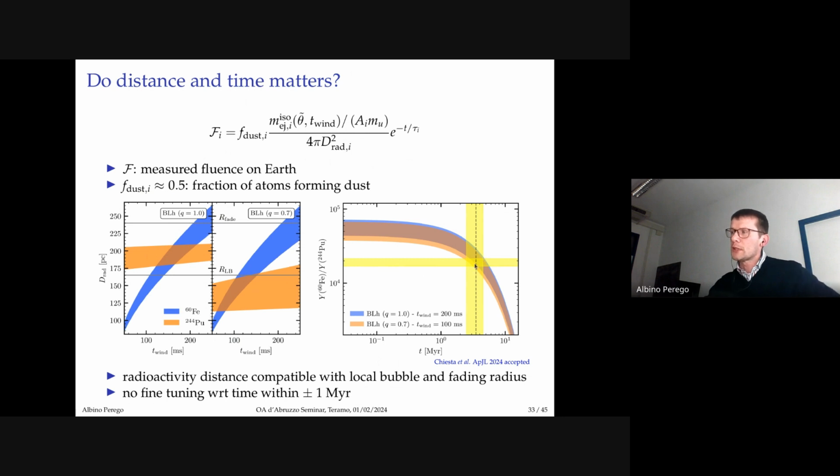We also tested how much this process depends on the time, and as you can see, we don't need to fine-tune the time. The time is possible within 1 mega year. So in some sense, it's a relatively robust result.